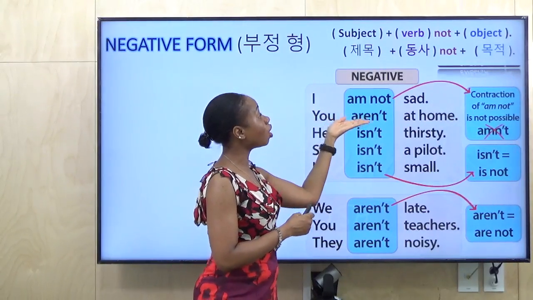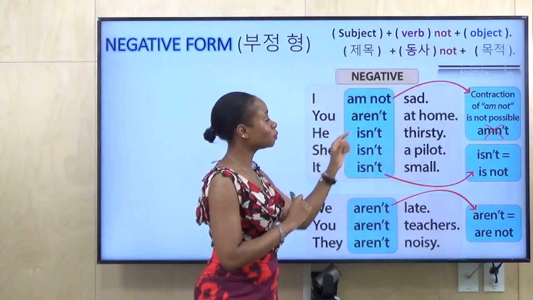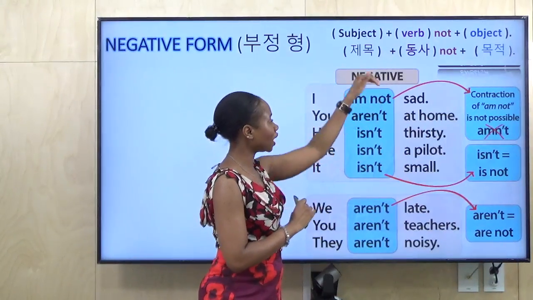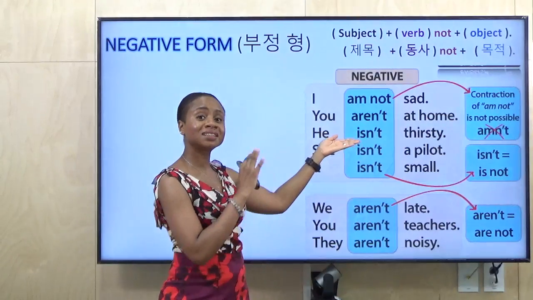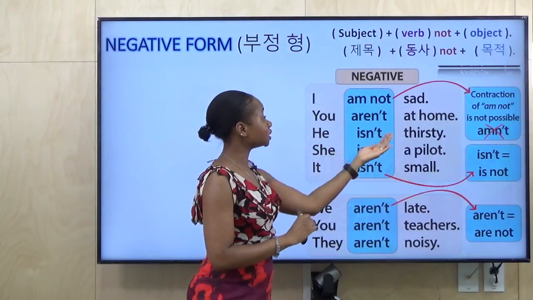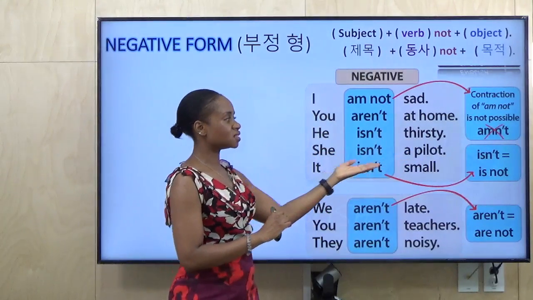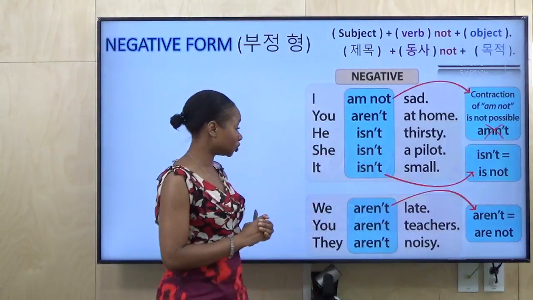So you are not at home. Are and not together, what happens? We say bye-bye, o, and add a little apostrophe, okay? He isn't thirsty. Is and not together. She isn't a pilot. It isn't small. Okay, isn't is is and not. You can see it over there.